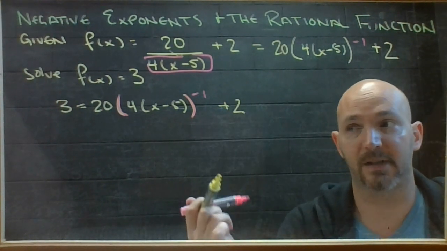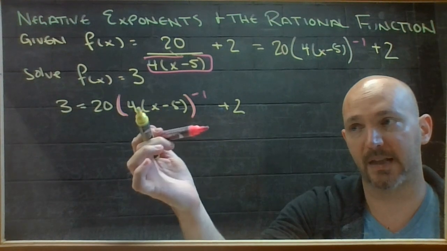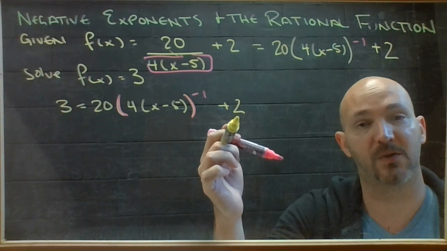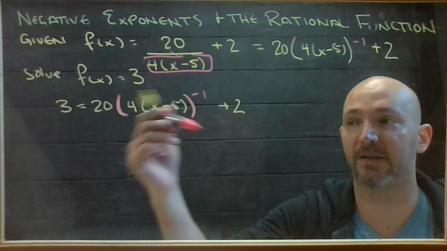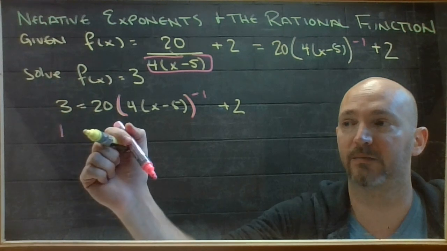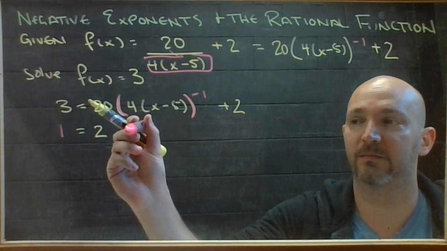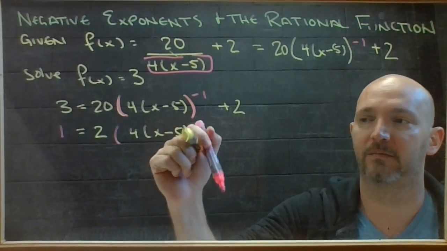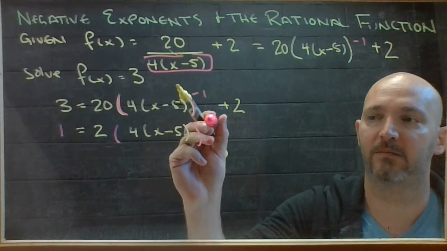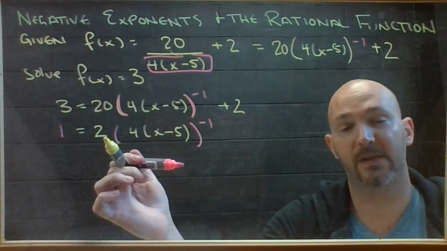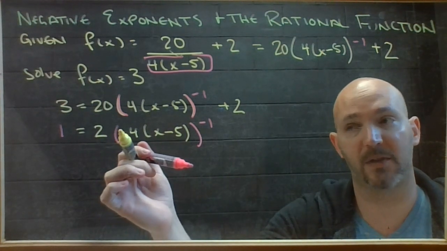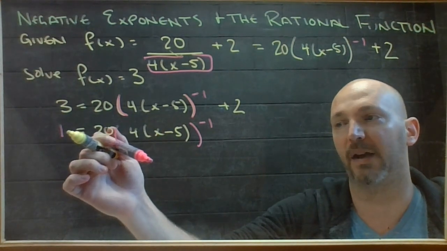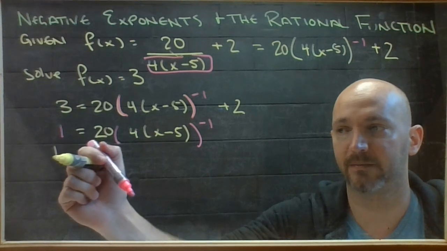Now your algebra skills, right? You would do that first, then that, then that, then that, then that. So this is the thing I have to undo first. I'm going to subtract 2 from both sides. 3 minus 2 is 1. And I have to get rid of this now. So it's connected with multiplication. Also, it's a 20. So I need to do 1 divided by 20.